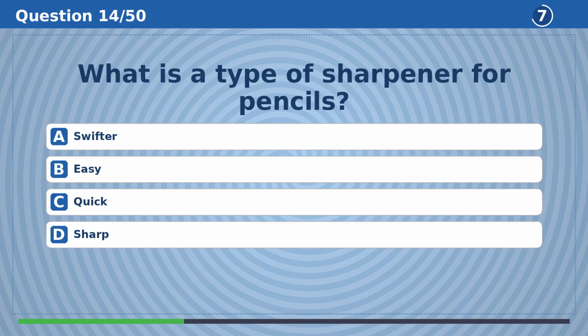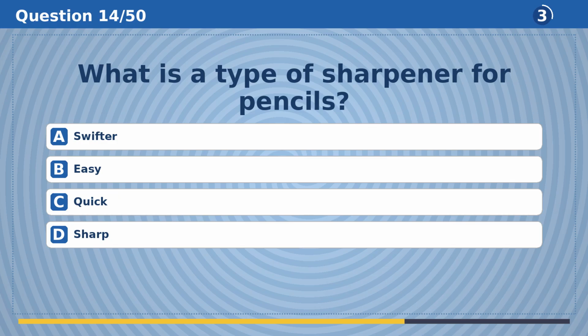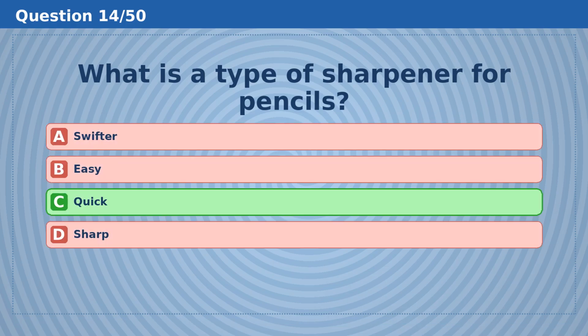What is a type of sharpener for pencils? The answer is C, quick.